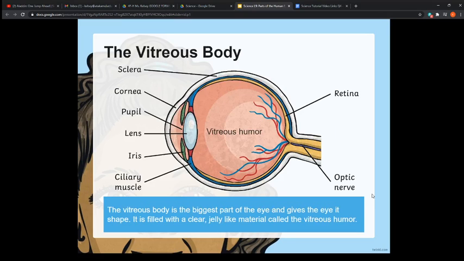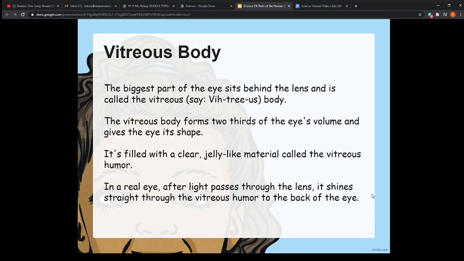The vitreous body is the biggest part of the eye, and it gives it its shape. The vitreous body forms 2/3 of the eye's volume. It's filled with a clear, jelly-like material called the vitreous humor. In a real eye, after light passes through the lens, it shines straight through the vitreous humor to the back of the eye.